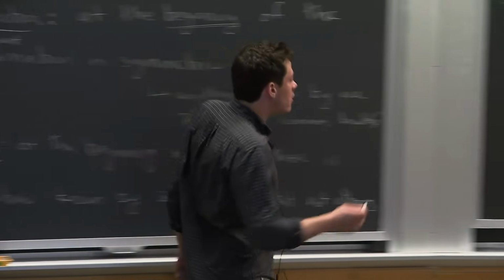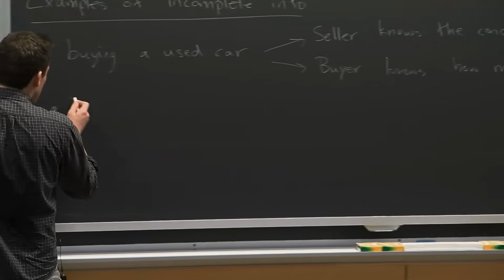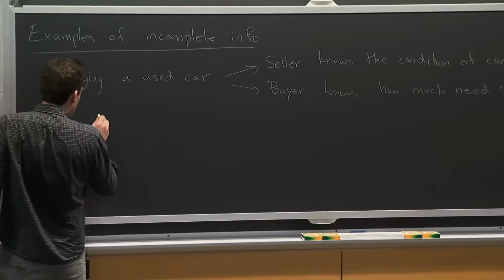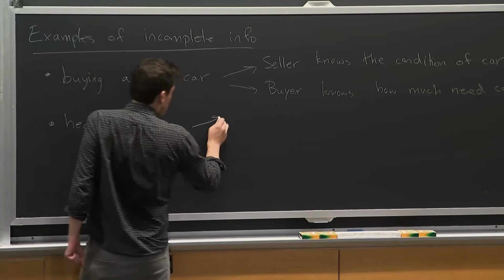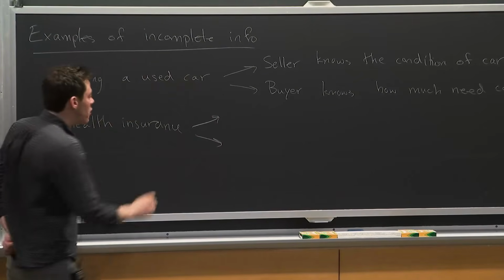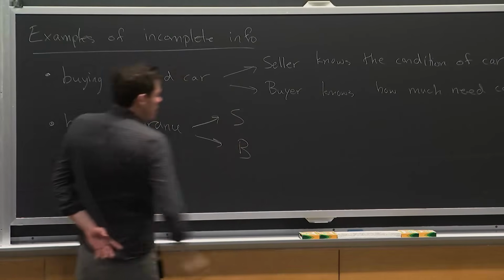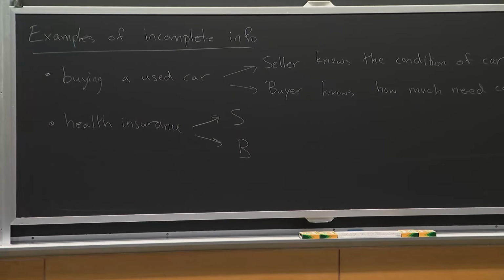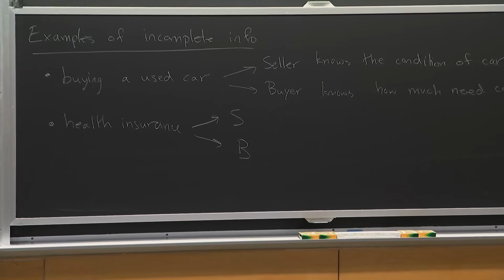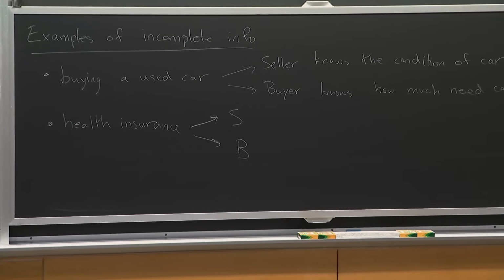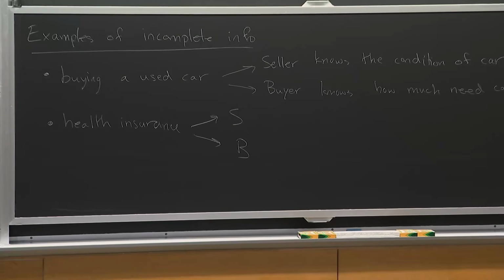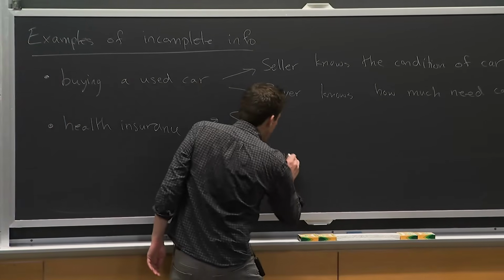Another great example would be health insurance. So also buying health insurance. I would argue in this case, probably the seller and the buyer know some things that the other party doesn't know very well. Any thoughts here? Certainly the buyer probably knows some things the seller doesn't know. Yeah? The buyer knows his own medical history. Exactly. So the buyer knows medical history.